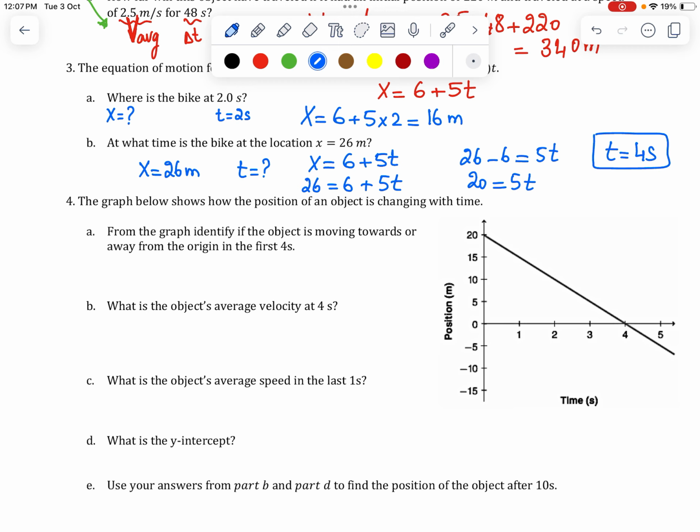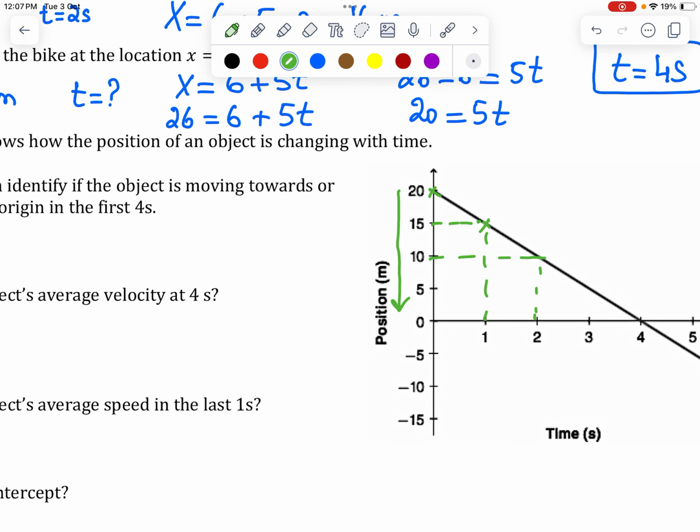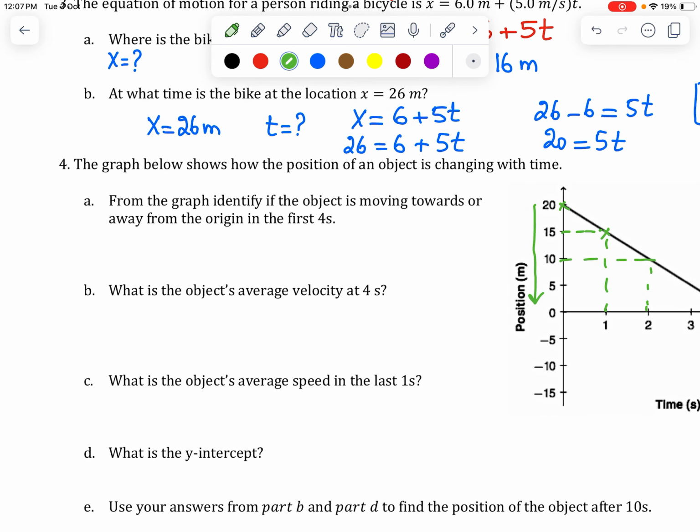Question number 4. The graph below shows how the position of an object is changing with time. From the graph, identify if the object is moving toward or away from the origin in the first 4 seconds. During the first 4 seconds, I can see that the object started at 20, later it came to 15 and then 10 and finally going to the origin. So basically during the first 4 seconds it's moving towards the origin.